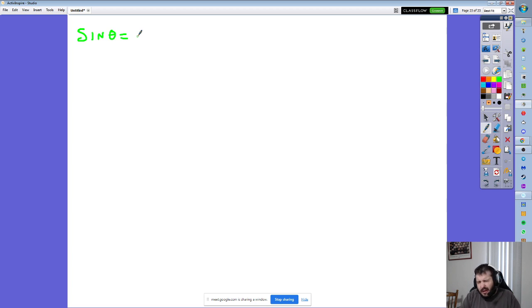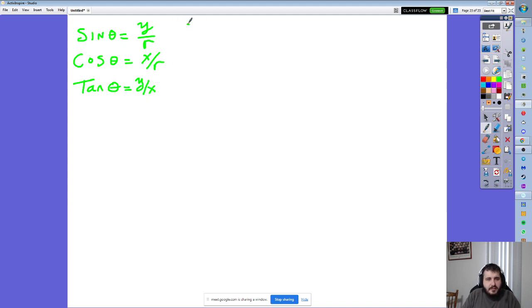So sine, instead of being opposite over hypotenuse, they say it's y over r. And I'll show you what I mean by y and r in a second. Cosine is going to be x over r. Tangent, y over x.